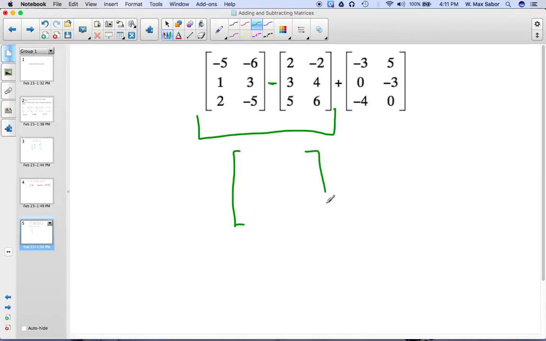So -5 minus 2 is going to be -7. -6 minus -2 is going to be -4. 1 minus 3. 3 minus 4. 2 minus 5. Then -5 minus 6. And that's going to be added to our third matrix.